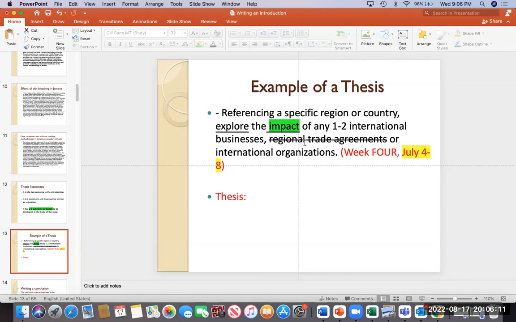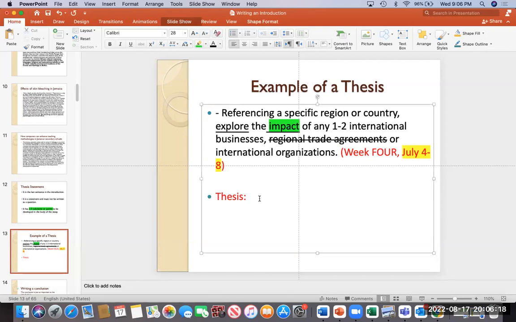So now that we know that we are trying to develop impact, we can write a thesis, right? So it says, referring to a specific region or country, explore the impact of any one or two international businesses or international organizations. In other words, what are the impacts? So let us say we decide that we're going to talk about one or two international businesses. So let us say we're going to do one.